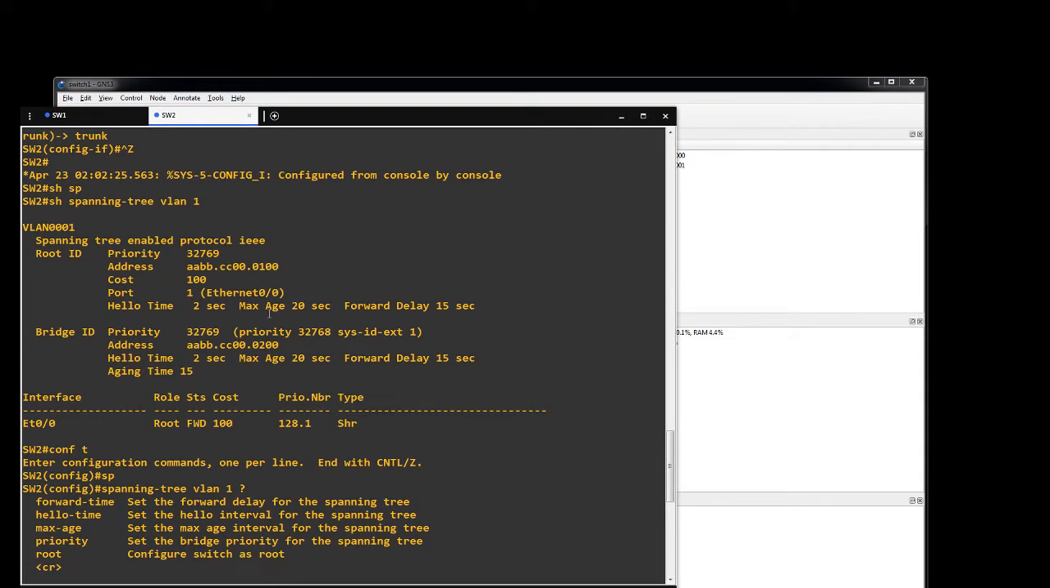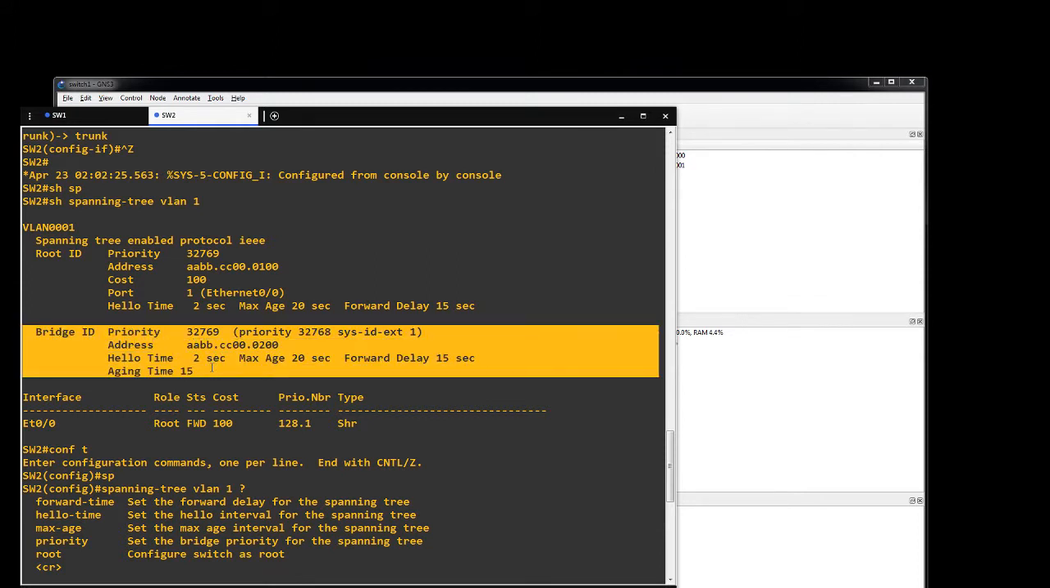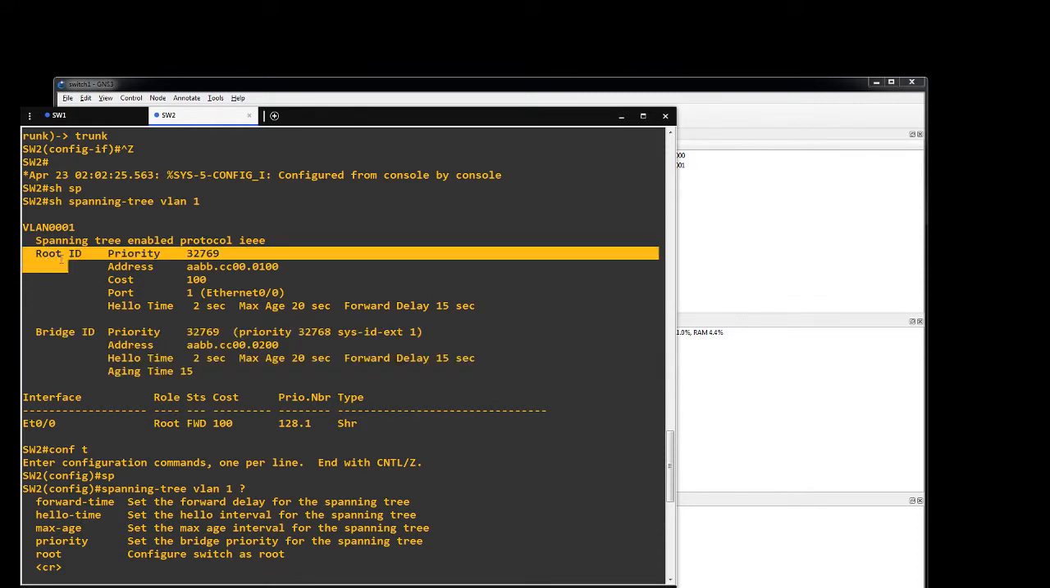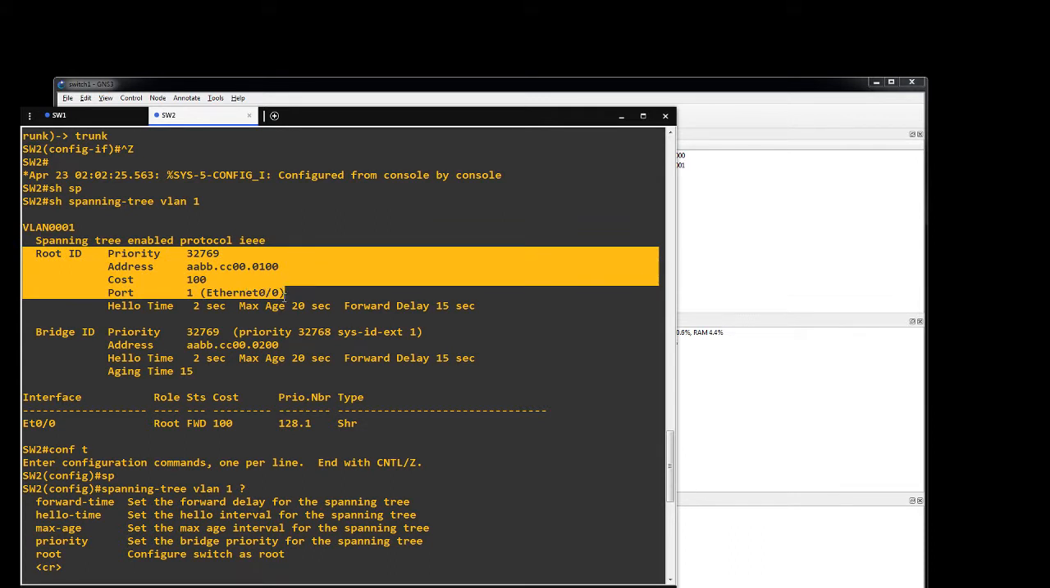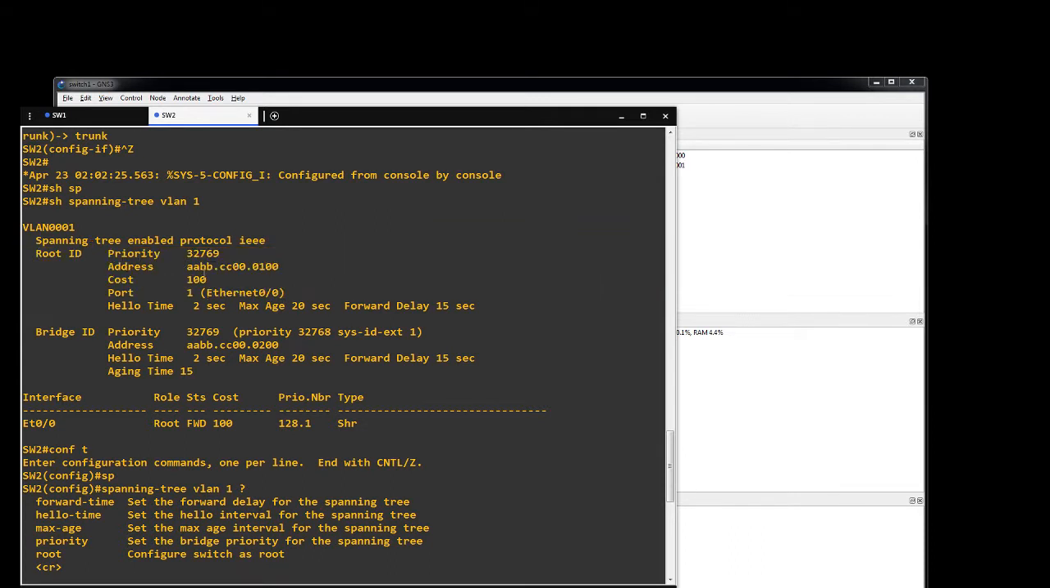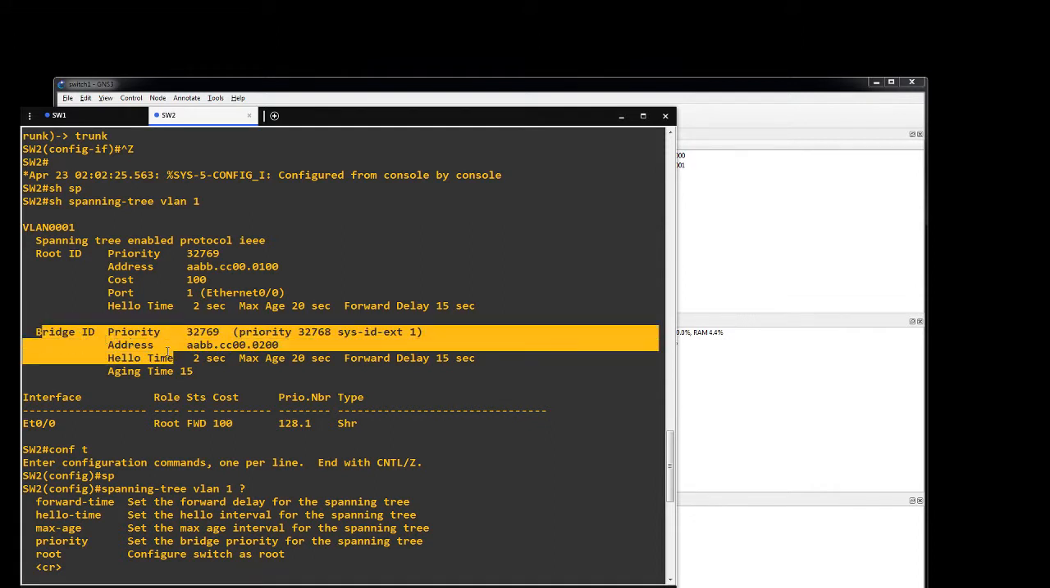You should see that back up here. There it is. Because this is talking about the bridge that you're on. This one's talking about the root. So this is pointing at 1. And this is saying who I am.